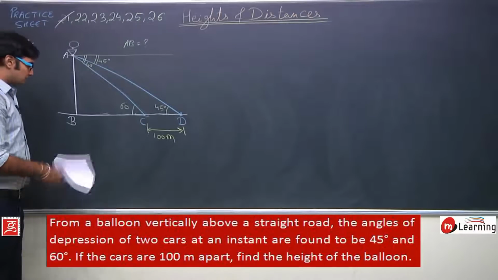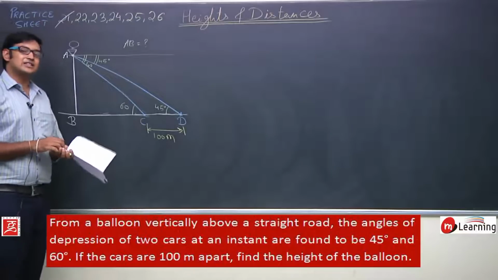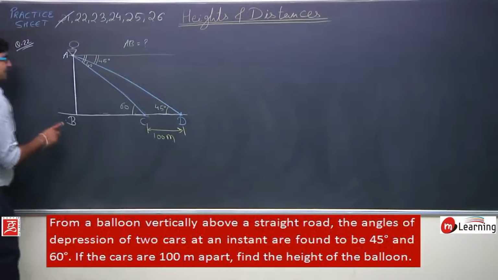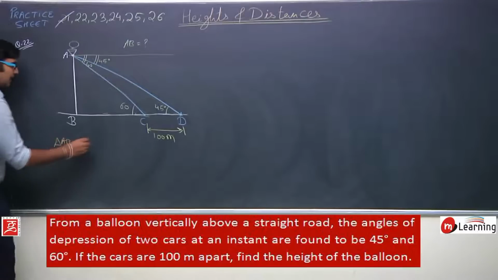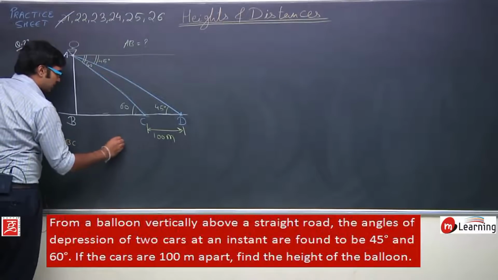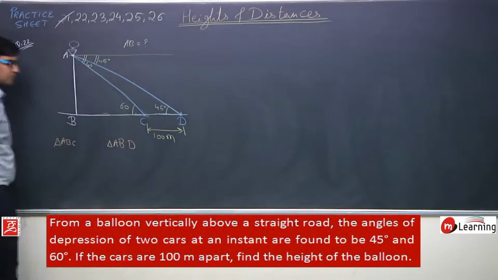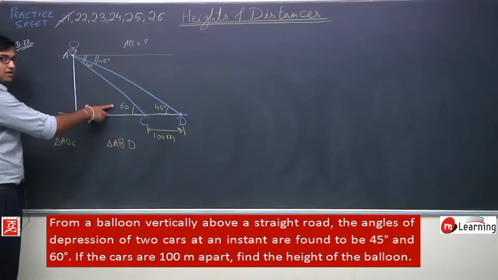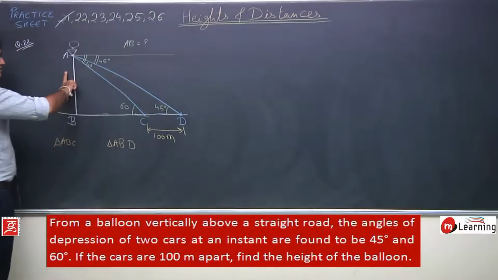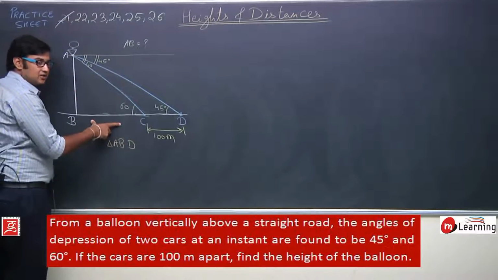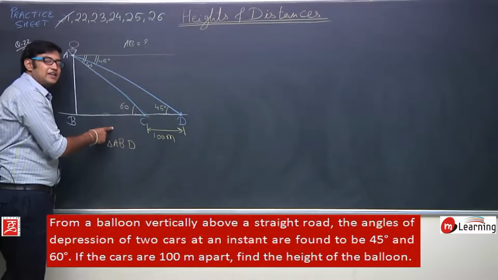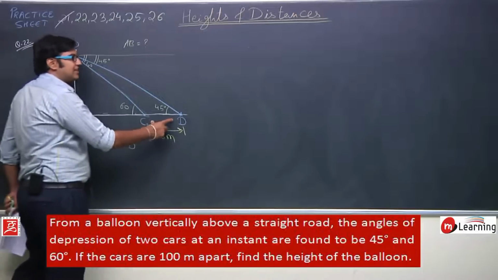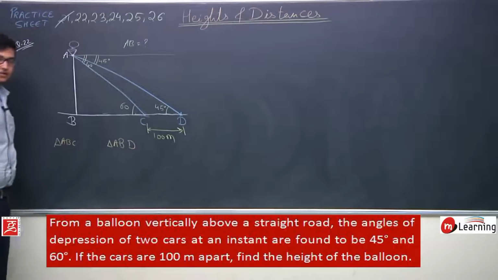Okay, now try to observe the two triangles that I am talking about. The two triangles I can observe are triangle ABC and triangle ABD. Observe the triangle ABC. In triangle ABC, this is AB and this is BC. So I need to relate this AB with this BC. Why am I relating it with BC? Because this CD length is given to me as 100 meters.